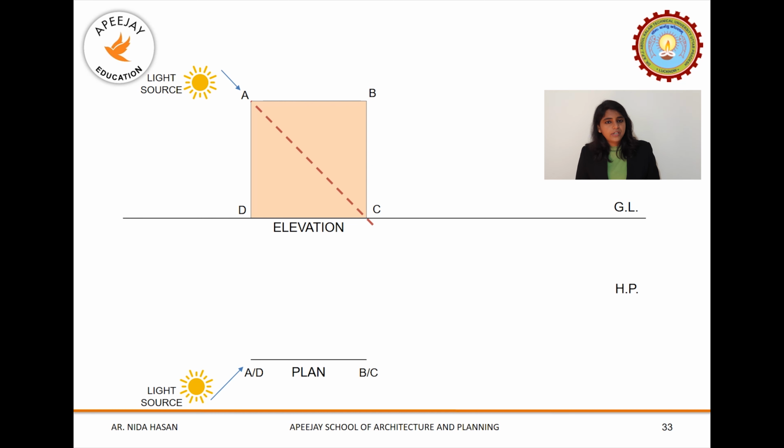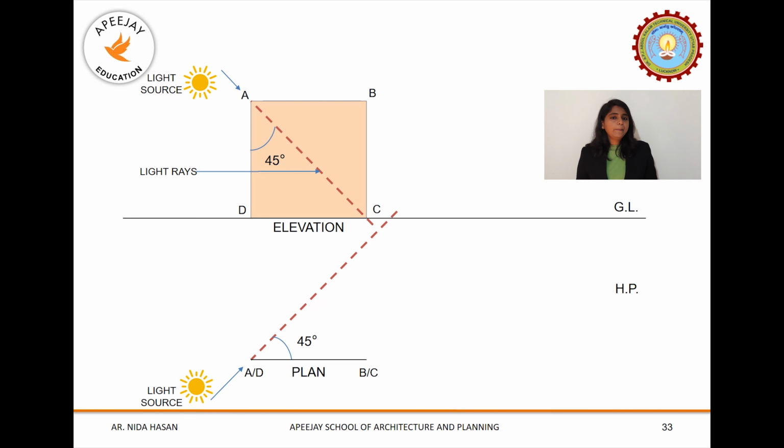Draw a light ray at 45 degrees on point A and extend it to the ground line. Now draw another light ray on point A in plan at 45 degrees and extend it to the ground line to find the shadow created by point A. We have to find the intersection point of the light ray of elevation and the light ray of plan.